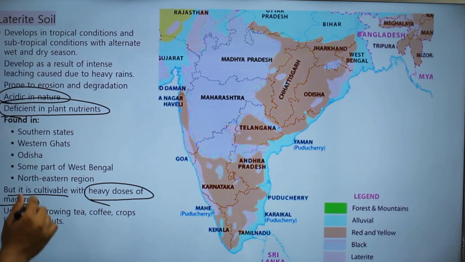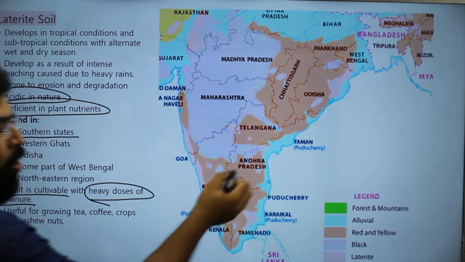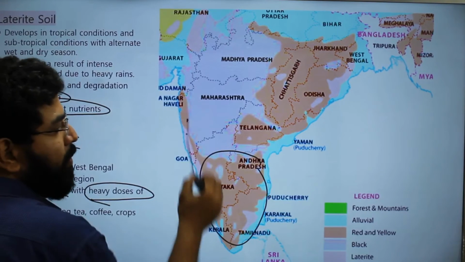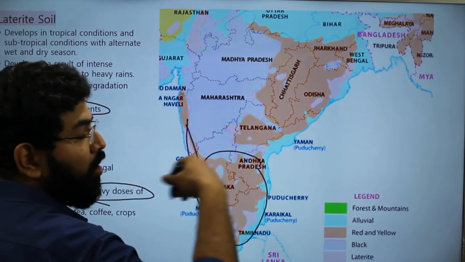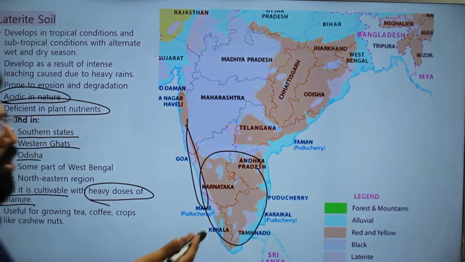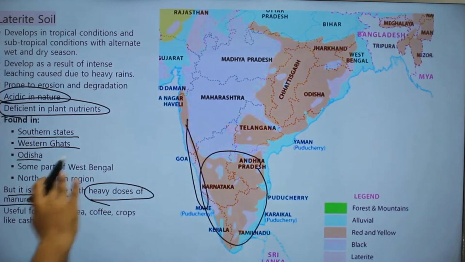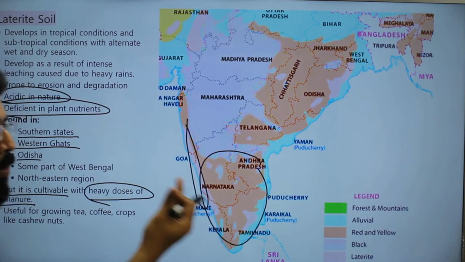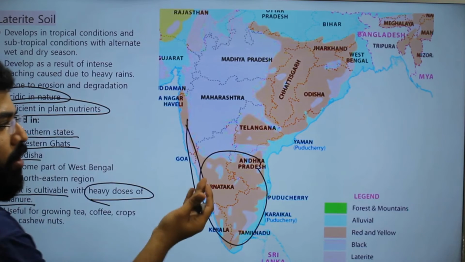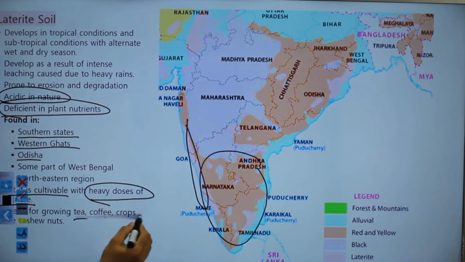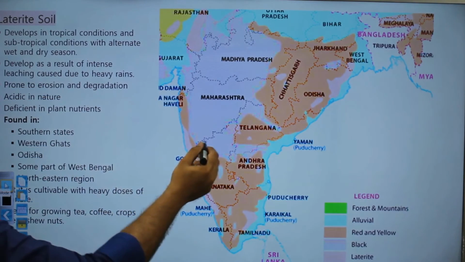So regions where it is formed is the southern states where there is a lot of heat again, your Western Ghats and the Odisha. So similar regions of red soil and yellow soil and your laterite soil. Also, these are the regions where you will have your cash crops, but you will not see your food crops because it requires a lot of manure. So you will have your cash crops here. So tea, coffee and cashew nuts.